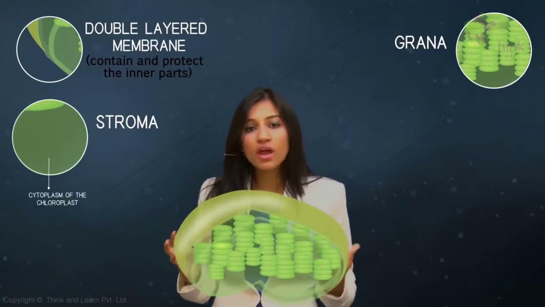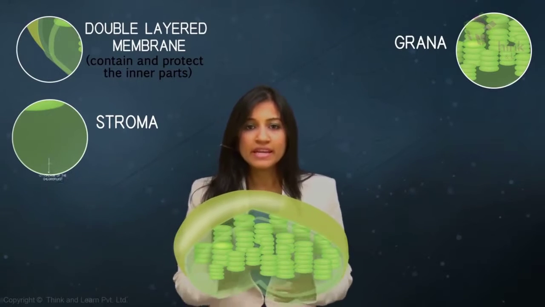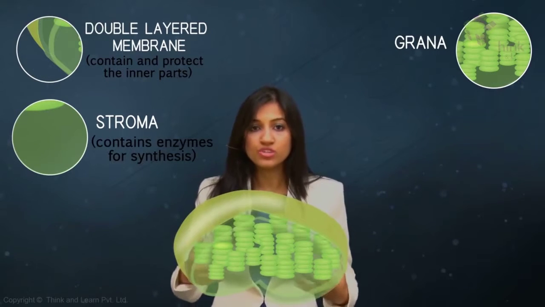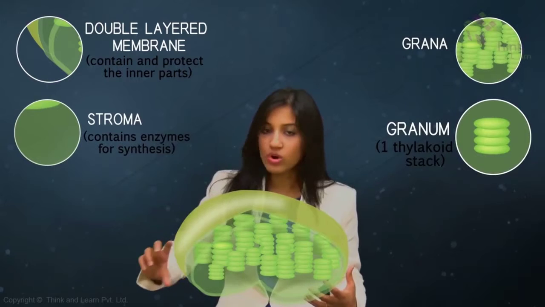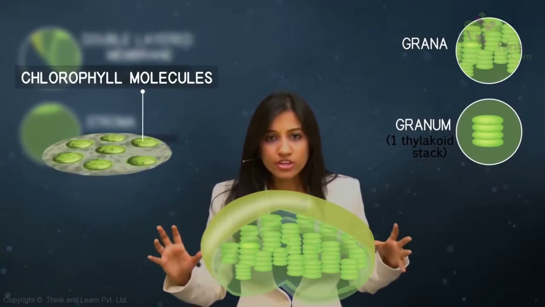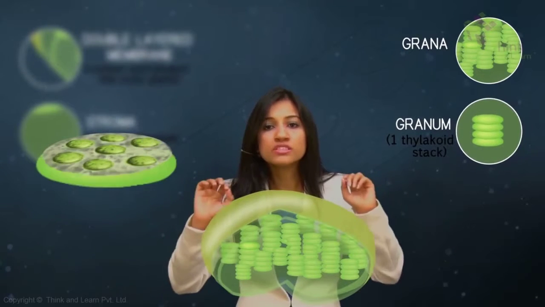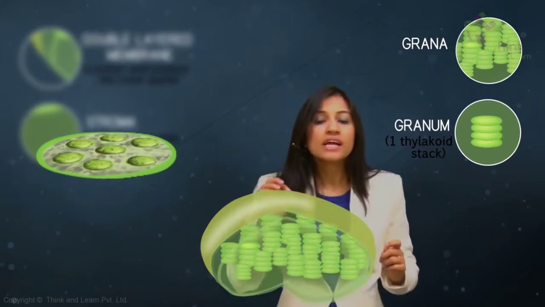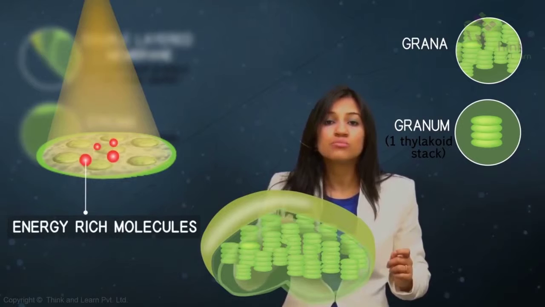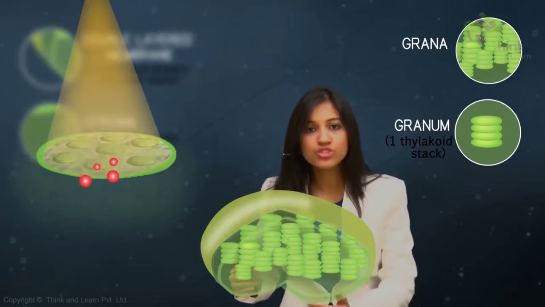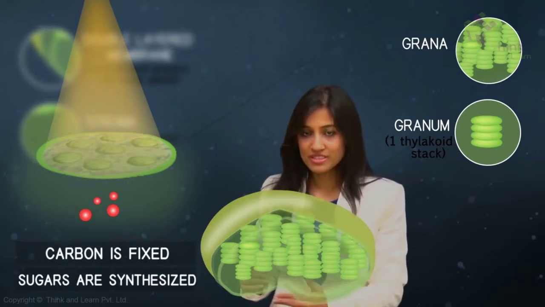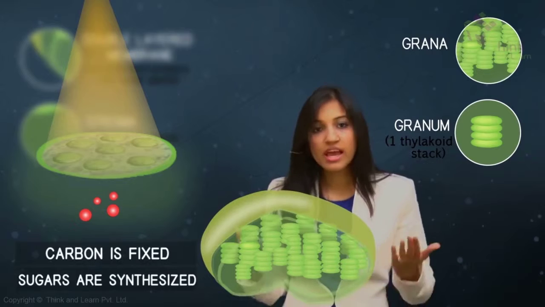Stroma is a kind of cytoplasm or matrix of the chloroplast. It contains enzymes required for the synthesis of carbohydrates and proteins. So one stack is called a granum, which contains many thylakoids. So chlorophyll molecules sit on the surface of each thylakoid, capture light energy from the sun, like sunbathing. As energy-rich molecules are created, they move to the stroma where carbon can be fixed and sugars can actually be synthesized. So this is how the process actually happens.